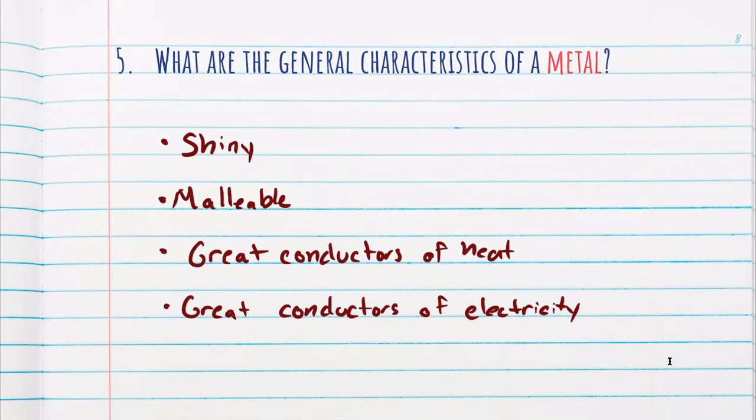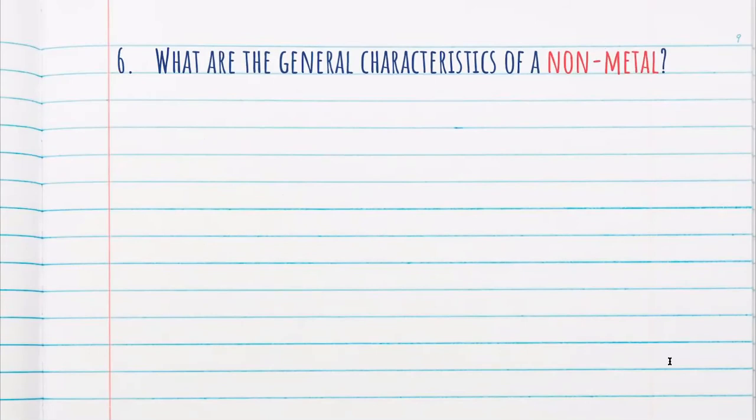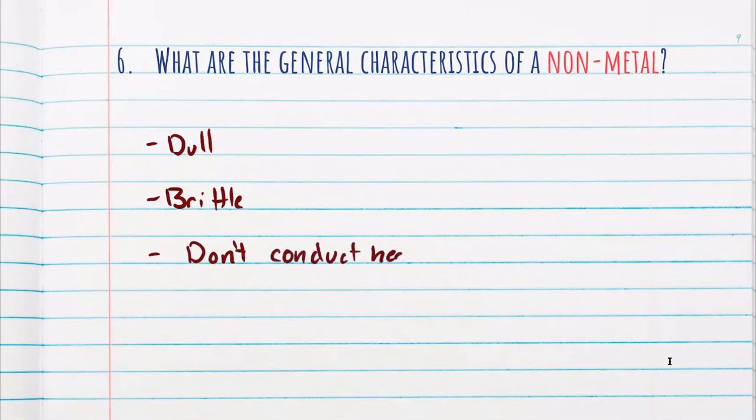what about nonmetals? Well, the characteristics of nonmetals are quite the opposite of metals. Nonmetals are dull, meaning they're not shiny. They're really brittle, so they break really easily. They don't conduct heat, because they don't transfer heat very well. And you might have guessed it, they also don't conduct electricity well.